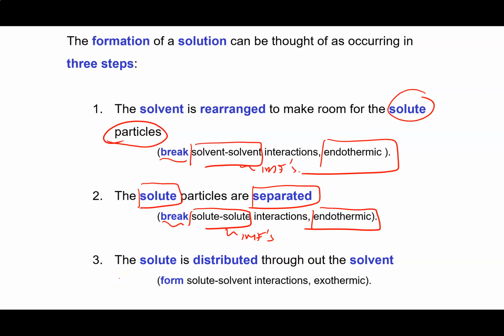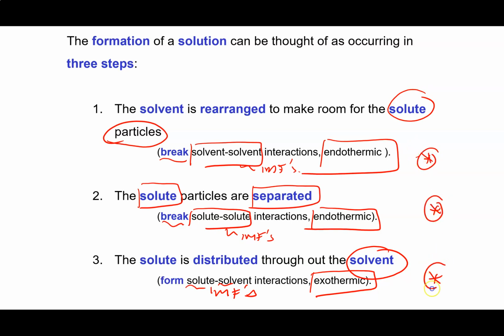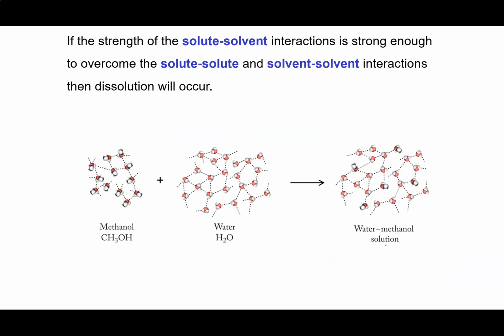The solute then is going to get distributed throughout the solvent, and what will happen then is that the solvent will start interacting with the solute and will form new interactions, new connections, new intermolecular forces between the solute and the solvent that weren't there before. And bond forming processes are exothermic. So the sum of the energy changes accompanying these three steps will help us understand what the energy change is for the overall process.